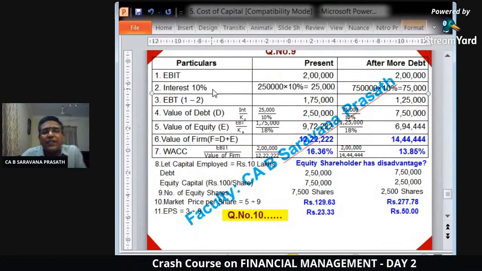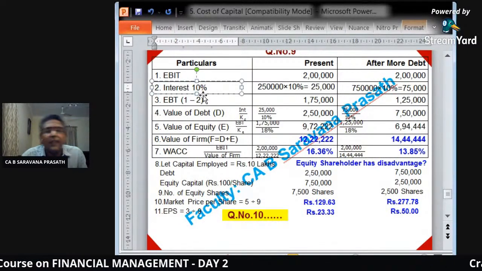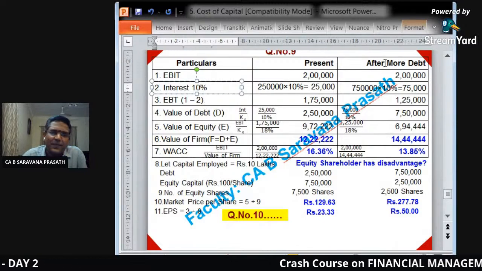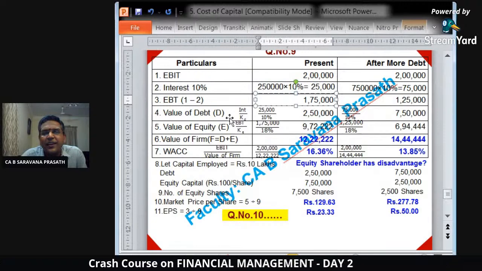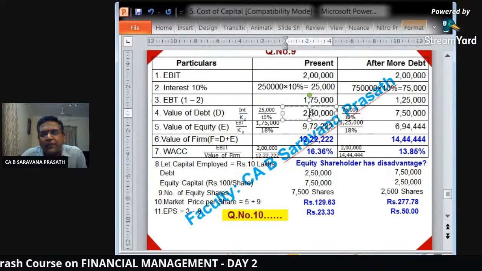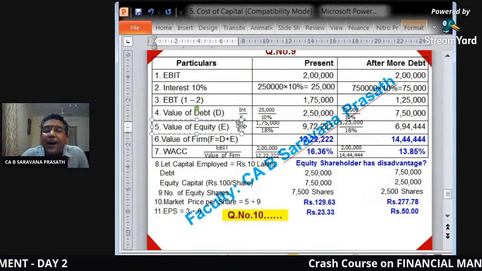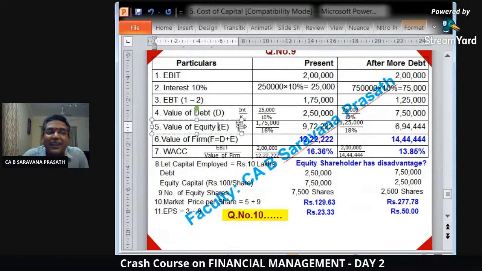Why are we not considering tax? It is one of the assumptions. Why are we not considering preference capital? That is also one of the assumptions involved in capital structure theories. So 2 lakh minus 25,000 interest, 1,75,000. Debt amount is equivalent to 2,50,000. Equity amount, please note, this is the value, market value of equity, not balance sheet amount, market value.